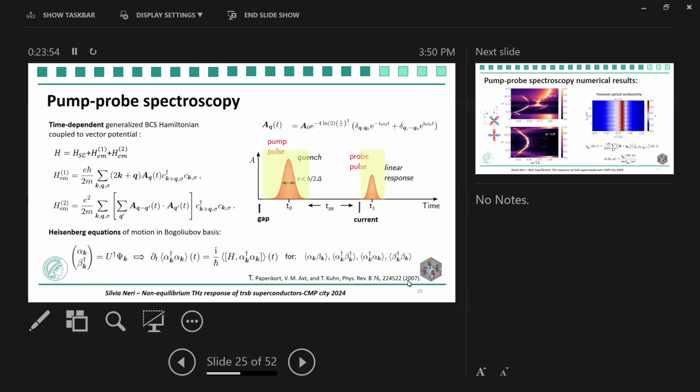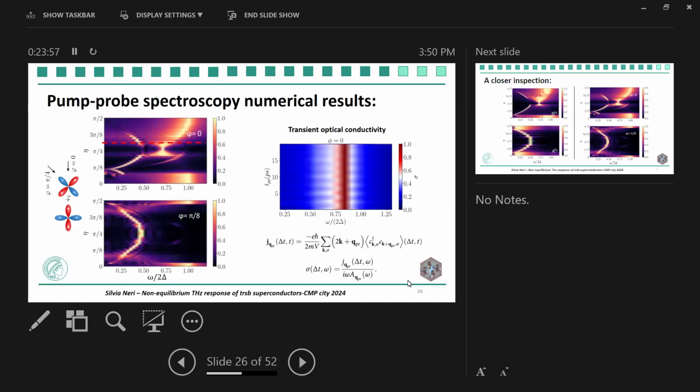Now, what I get is a spectra like this, where I'm deciding how to align my laser field. For example, this is the plot for phi equals 0. This means that I'm along this line, in the lobes of the first component, and then through the nodal lines of the second one. Instead, at phi equals pi over 8, I'm in this direction, in between. And what I'm showing you here is the calculation of the transient optical conductivity, performed always in that formalism, so that I can write it down in this way.